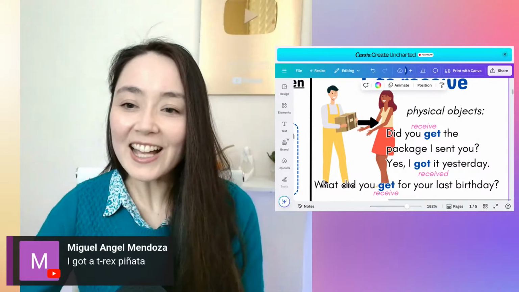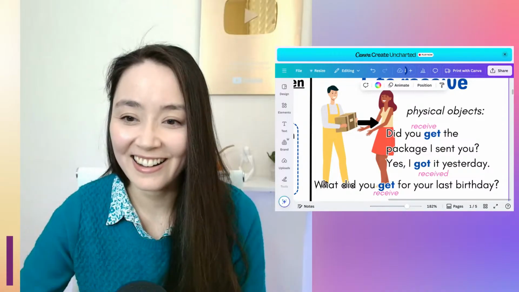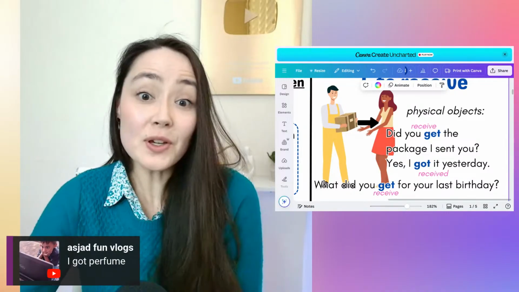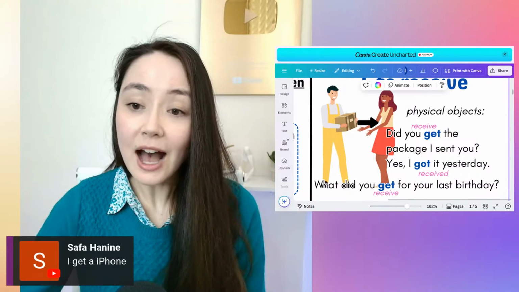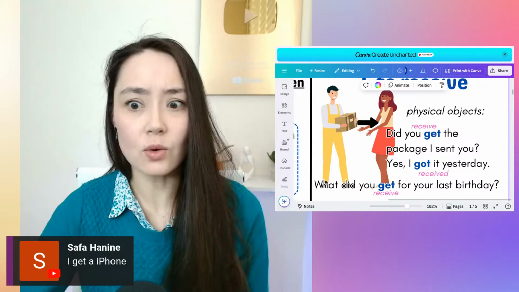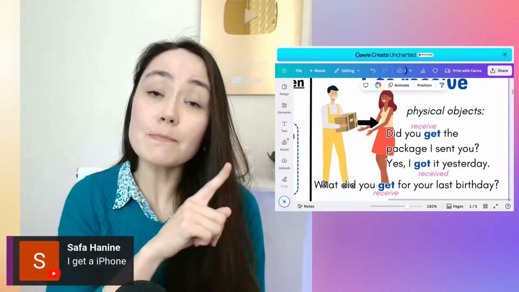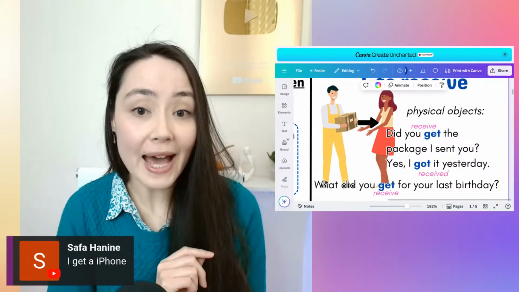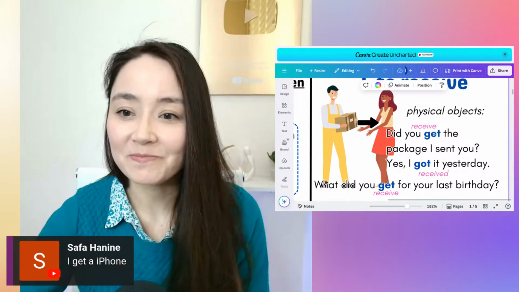Miguel, "I got a T-Rex piñata." That sounds fun. Ashjat, "I got perfume." Nice. Safa, "I get an iPhone." Ooh, that's a nice gift. And because we're talking about past birthdays, remember to use the past tense. I got an iPhone.